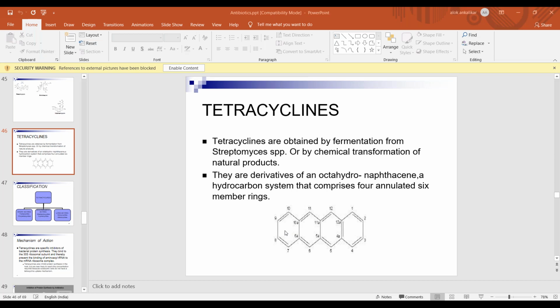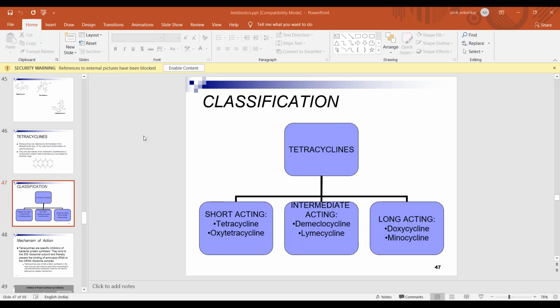Please note down this name. This could be one of the options, or a question for an MCQ. Now, depending on the duration of action, tetracyclines can be classified as short acting, intermediate acting, and long acting tetracyclines. This is based on the duration of action that they are giving.